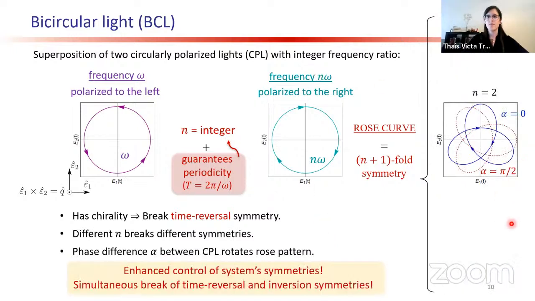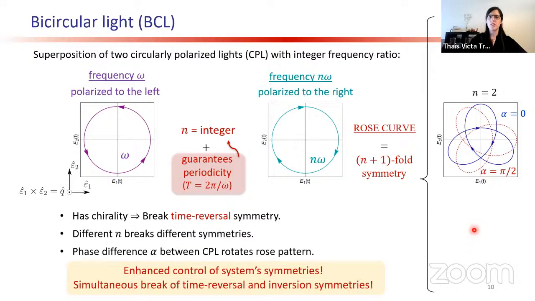Another possibility is to introduce a phase difference between these two circularly polarized lights. What this phase difference, which I called alpha, will do is promote a rigid rotation of this pattern. If alpha equals 0, no phase difference, you'll see this curve in blue. If I have now a phase difference of pi/2, this pattern is rotated by pi/2. By rotating the pattern, I can again break different symmetries of the system. So from this figure alone, you can already see why this light is very interesting.